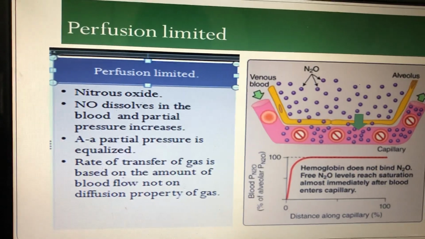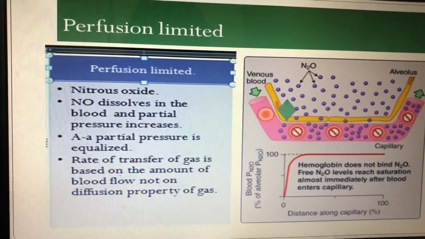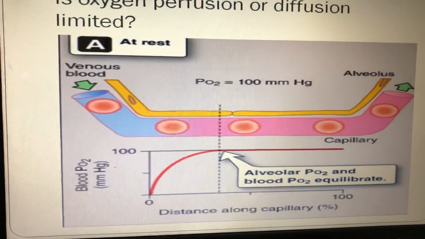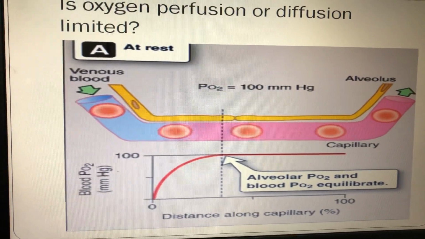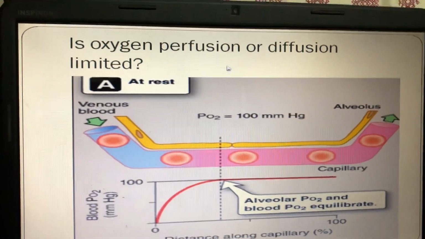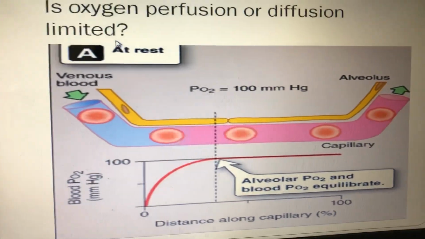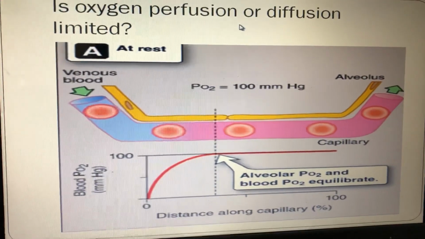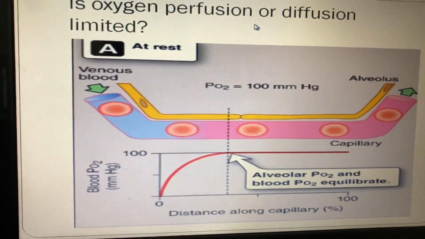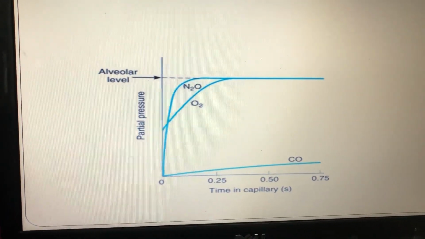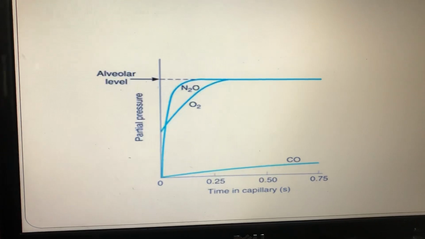So oxygen is perfusion limited in normal cases. It becomes diffusion limited when there is pathology in the respiratory membrane or the pulmonary membrane. So this is what they are showing. Is oxygen perfusion or diffusion limited? Oxygen is perfusion limited in normal conditions and it becomes diffusion limited when there is pathology in the respiratory membrane. And here is the graph showing the time in the capillary as well as the partial pressure.